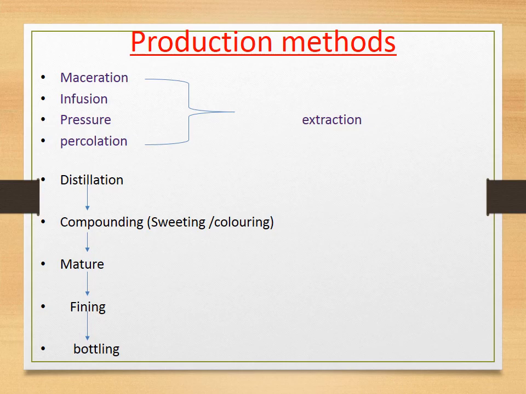After the extraction of flavor, everything is put for distillation. This is usually done in copper pot still. Only the heart of the distillate is used. The next step is compounding. Here, the blending of ingredients happens, like color, sweetening agents are added.